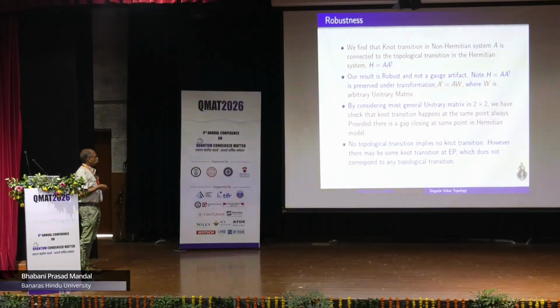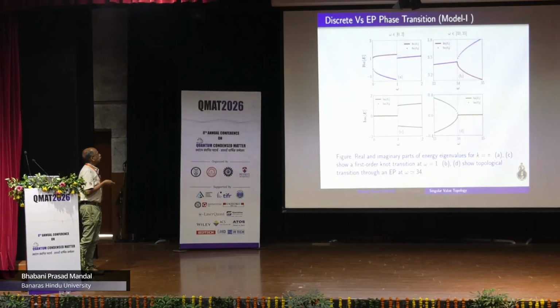The converse is not true: there may be a knot transition in the non-Hermitian system around the EP where there is no topological transition in the Hermitian system. Here we have explained the discrete versus, on this side, the normal transition which we have found, and this is the EP transition. So let me explain, this is model 1. The real part of the energy before omega less than 1 has two different values, two energy levels, whereas the imaginary part was at 0.